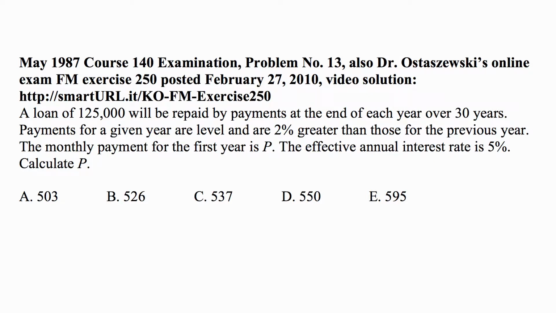So a loan of $125,000 will be repaid by payments at the end of each year over 30 years. Payments for a given year are level and are 2% greater than those for the previous year. The monthly payment for the first year is P. The effective annual interest rate is 5%. Calculate P.